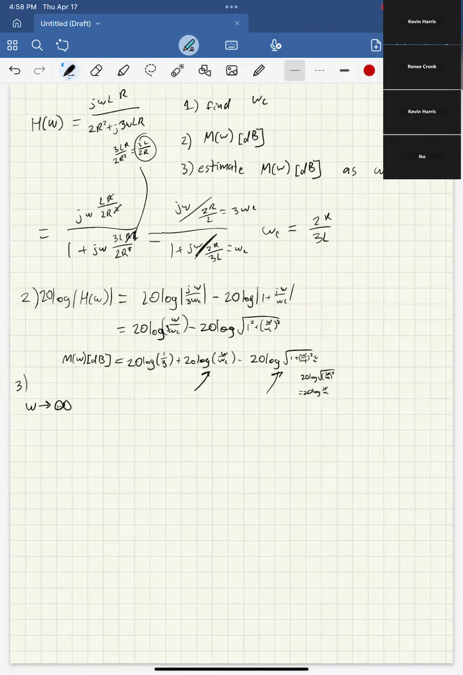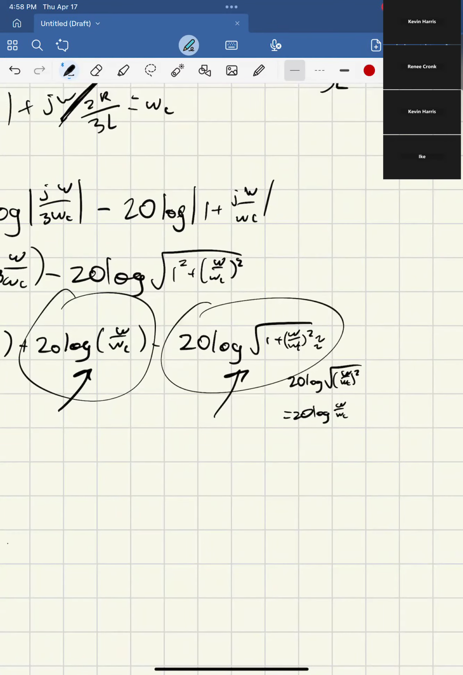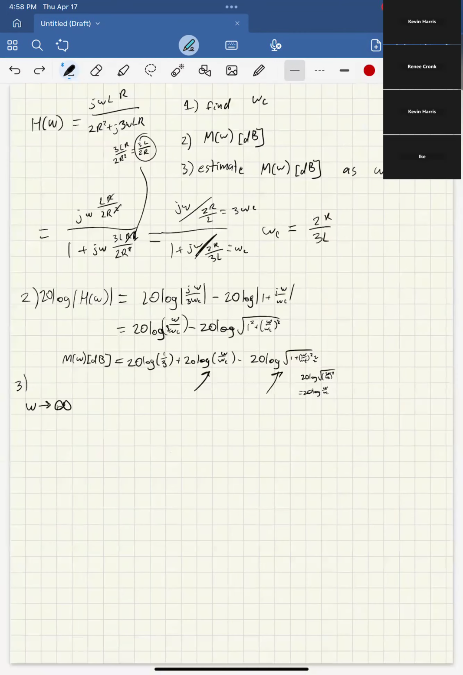So the thing you're supposed to notice in this question is that we'll end up with 120 log omega over omega c from this term and this one. So we have a positive one and a negative one. When omega goes to infinity, M of omega will just equal 20 log of 1/3, which is roughly equal to 9.54 decibels. And that would be that.